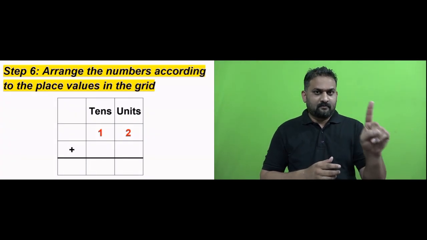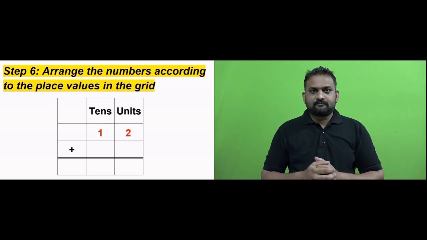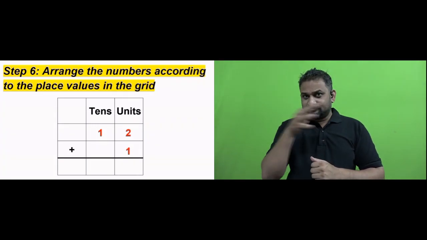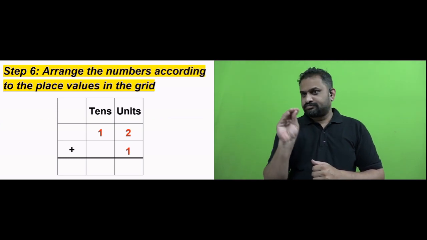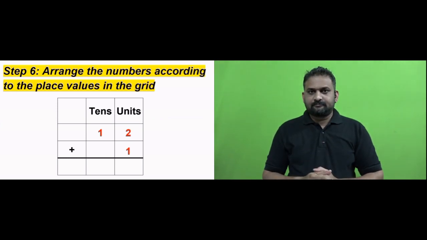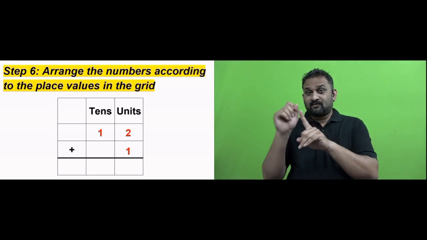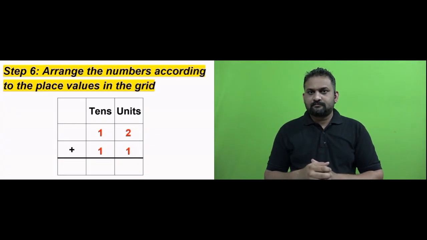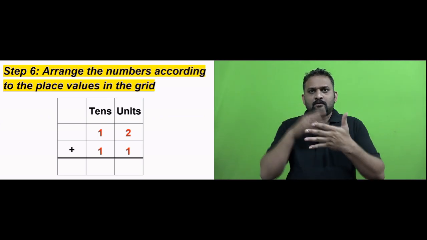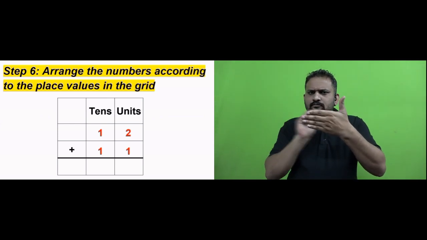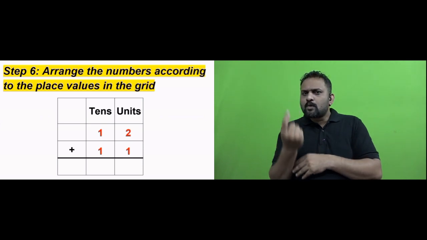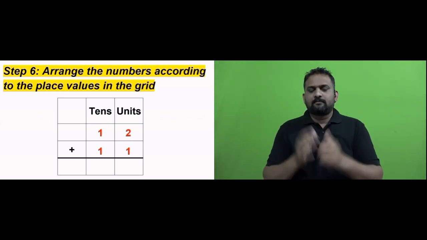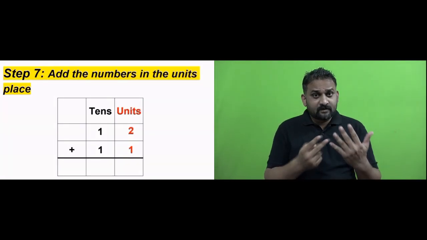Our second number in this sum is 11. So we will write 1 in the units place just below the 2. And write the 1 in the tens place below the number 1. And that's how we arrange the numbers in the place value in the grid. Moving on to step 7.